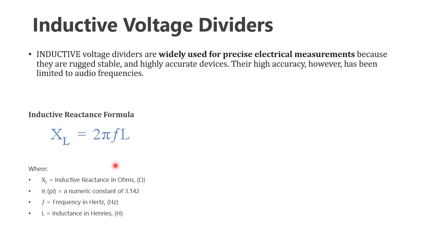So here this is the formula for the reactance of inductive elements. XL can be found as 2 pi FL. Here 2 pi is the constant. We know the value for pi is 3.142, F is the frequency and L is the inductance. The unit of the inductance is henries.